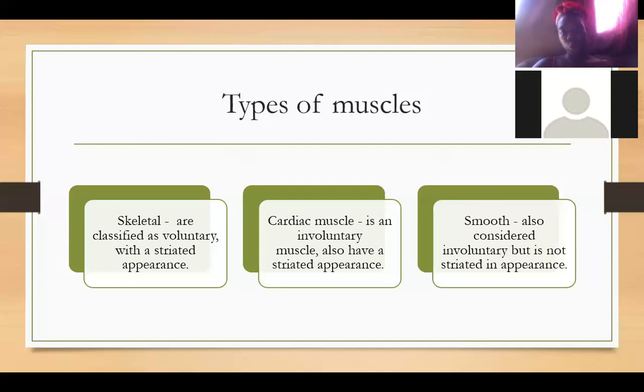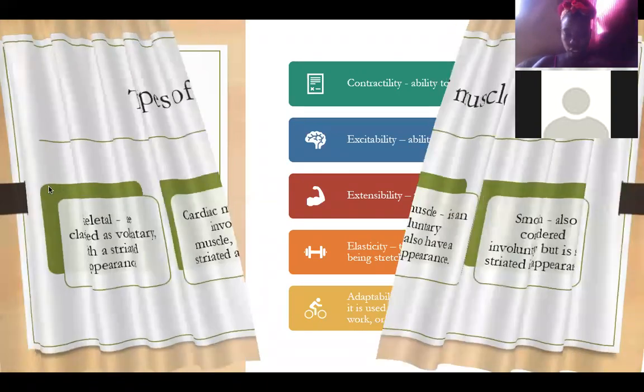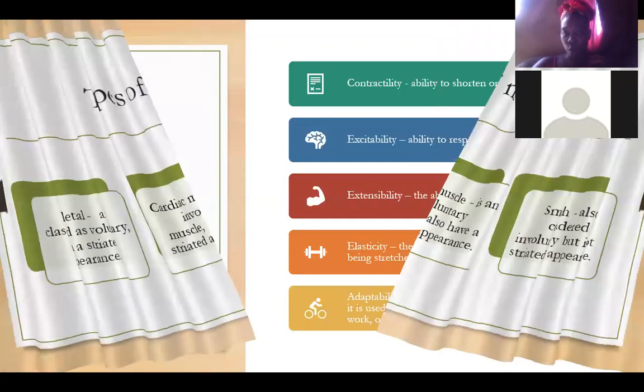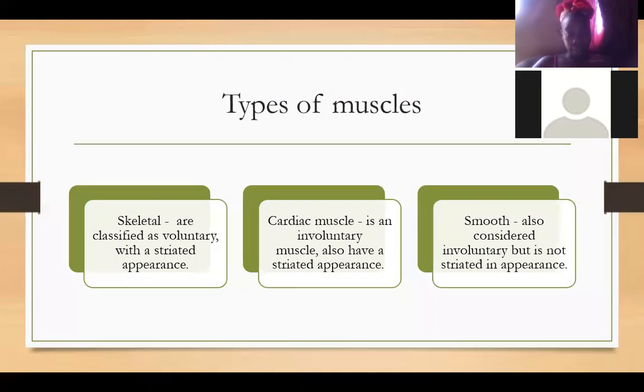The simplest way to remember this would be to have it in a table. Let's draw up a table where we would have the types of muscles on one side, and then voluntary, involuntary, striated, and unstriated. Under skeletal muscle, you would put a tick by voluntary and striated. Under cardiac, you would have a tick by involuntary and striated. And under smooth, you would have a tick by involuntary and unstriated. You understand what I mean?